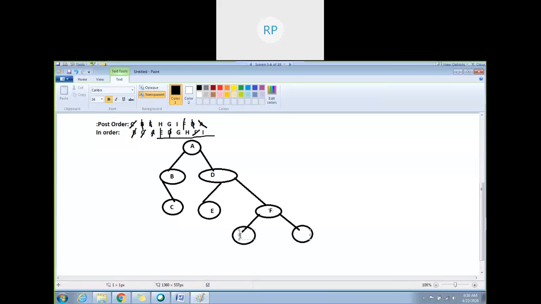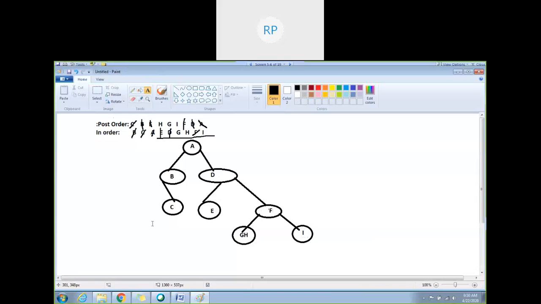So here G, H and I will come. G is the root node. H will come on the right side, and I is also perfectly done. Among G and H, G is the root node. And where will H be? Right side. Very good.